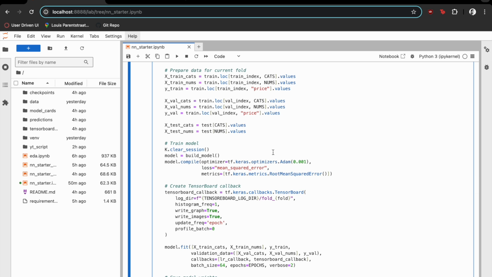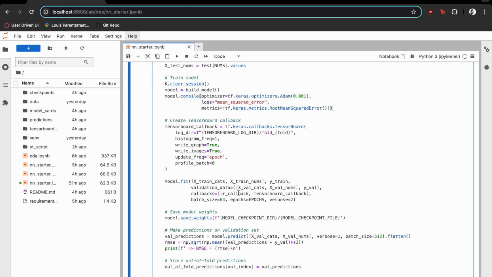For training the model, the optimizer we are using is Adam, and the loss we are using is mean squared error. And the metric we want to keep track of is the root mean squared error, RMSE for short. That is the metric on which our model is being evaluated even on Kaggle. Along with it, we are also using something called a learning rate scheduler.